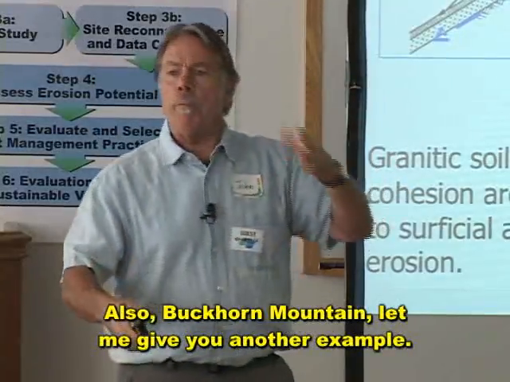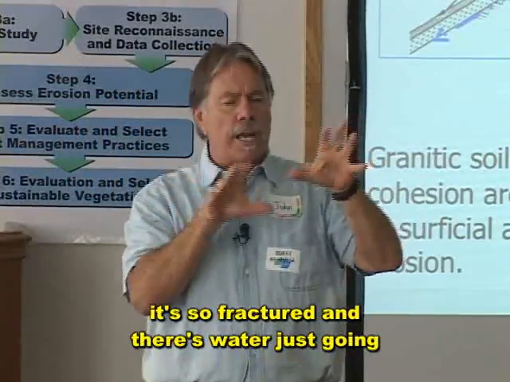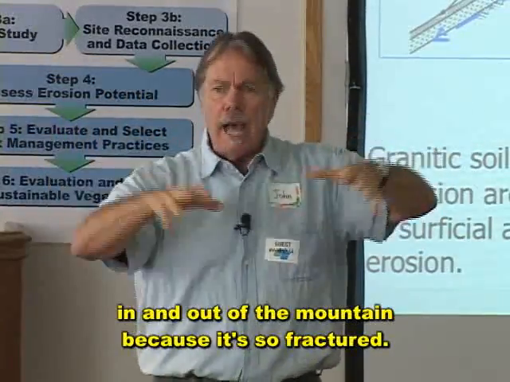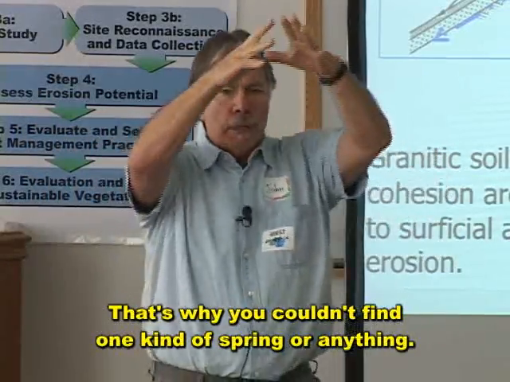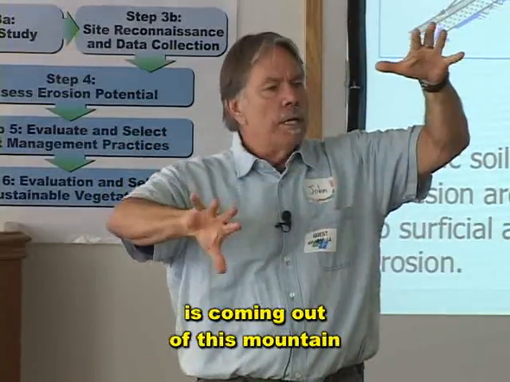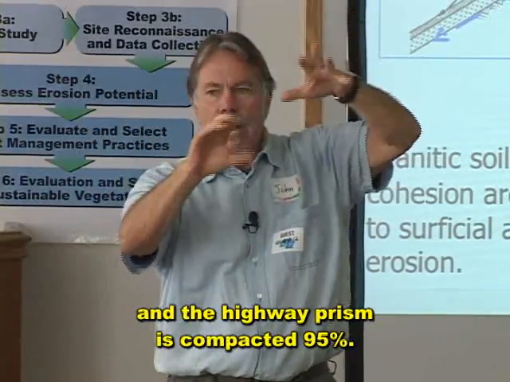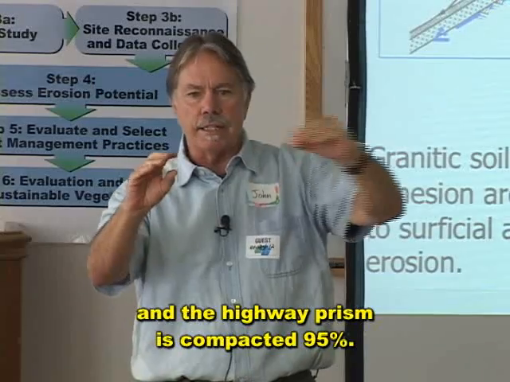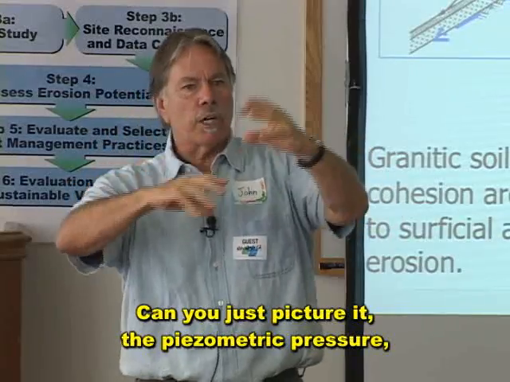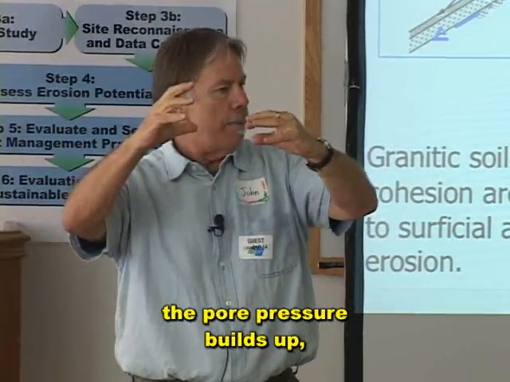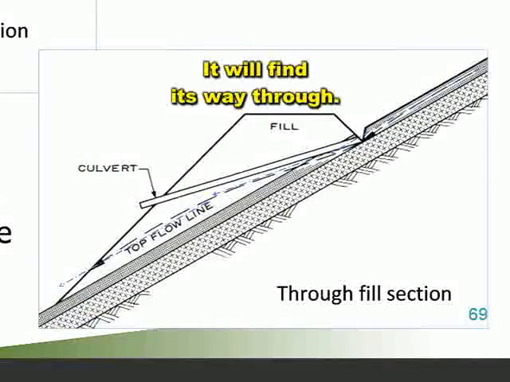Also, Buckhorn Mountain. Let me give you another example. Buckhorn Mountain, this batholith, it's so fractured, and there's water just going in and out of the mountain. That's why you couldn't find one kind of spring or anything. So you have a mountain that water is coming out of, and you build a highway prism against that. And the highway prism is compacted to 95%. That water's coming out. Where's it going to go? Can you just picture it? The piezometric pressure, the pore pressure builds up, and it finds its way through the material. It will find its way through.